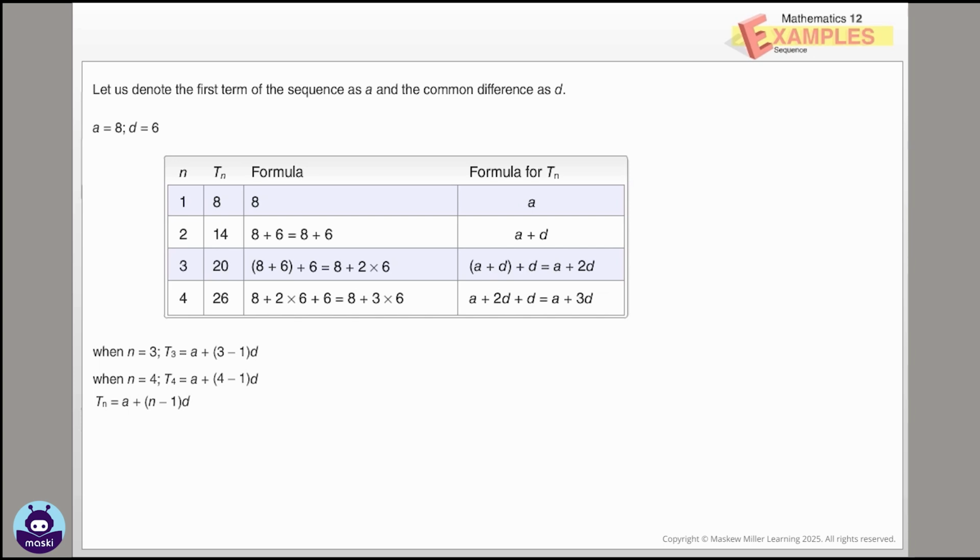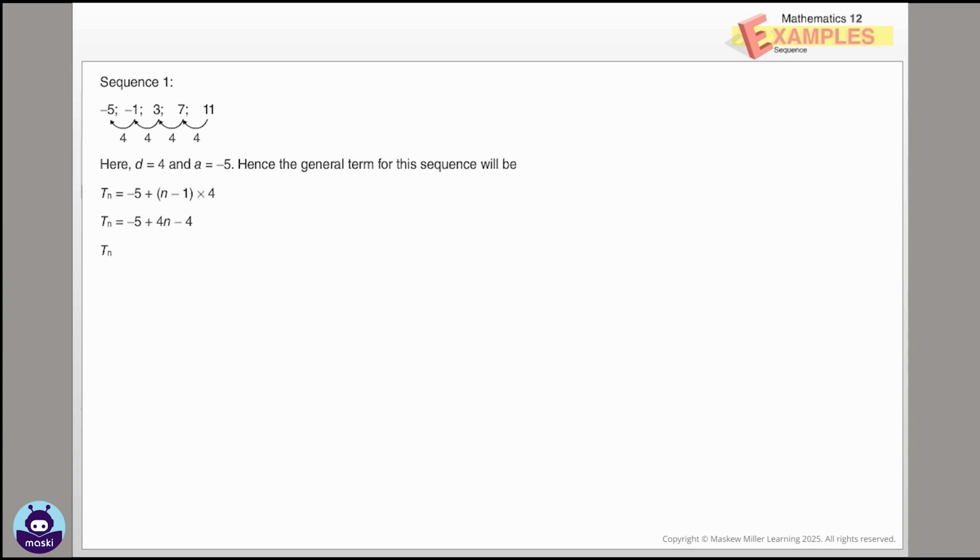Let us practice writing the general term of some more arithmetic sequences using this formula. Here, D equals 4 and A equals negative 5. Hence the general term for this sequence will be Tn equals 4n minus 9. We can verify this by substituting the value of n equals 1 to get the first term.